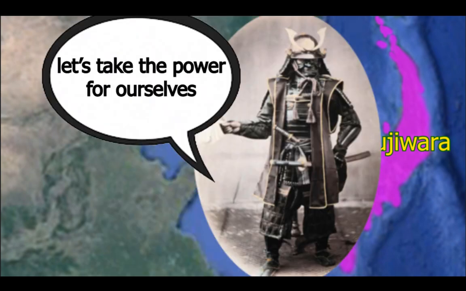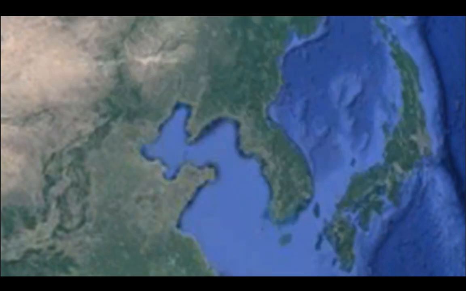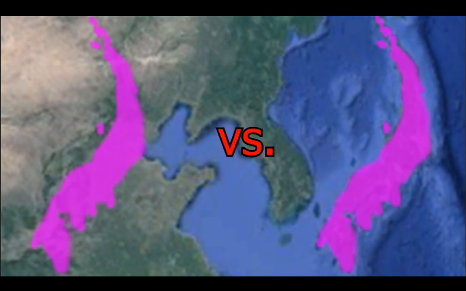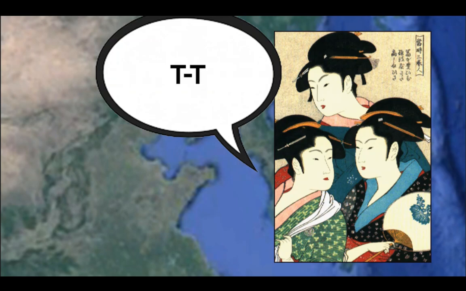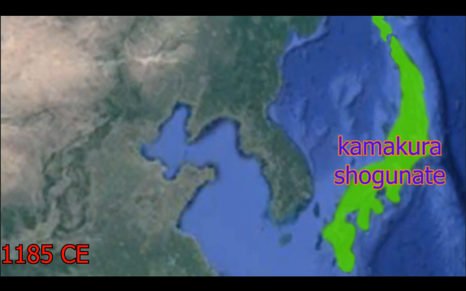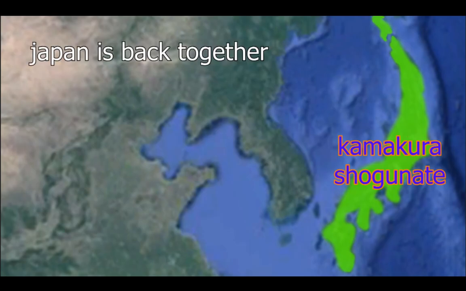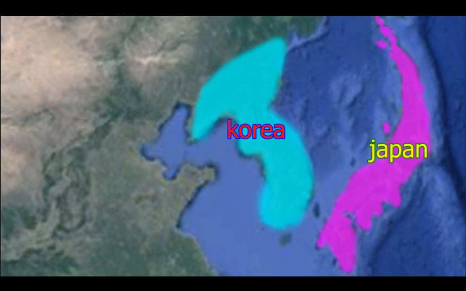Hey, let's take power for ourselves, say the samurai, and now Japan is in a civil war. What about us? asked the noblewomen, but they can't do anything because they're isolated from society. Hey, the Kamakura shogunate have power now, but they rule in Honshu instead of Kyoto. That's great, Japan is back together again. Actually, not really, it's still decentralized. Now Korea sounds like Korea, and Japan is sort of broken.